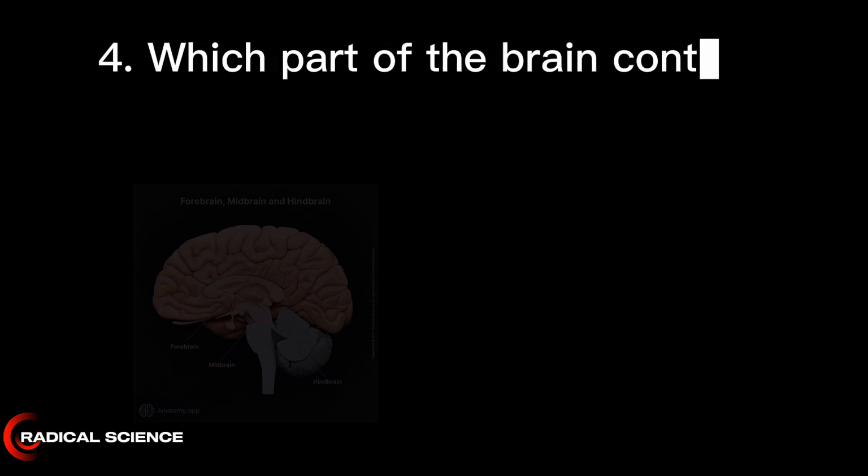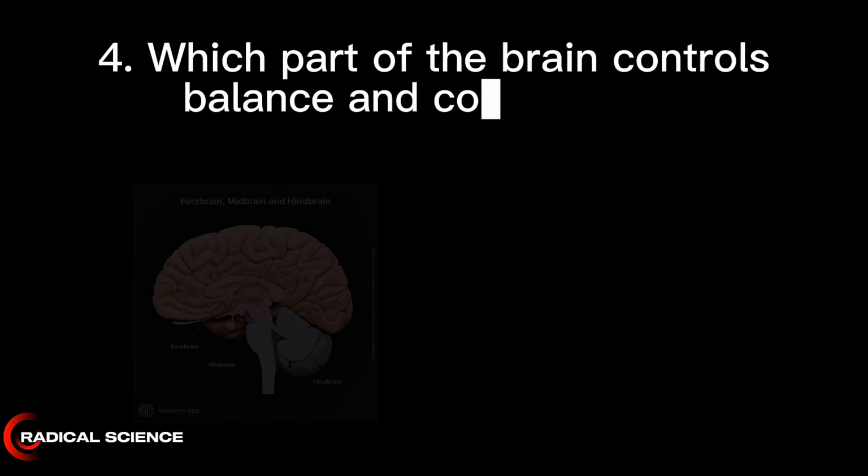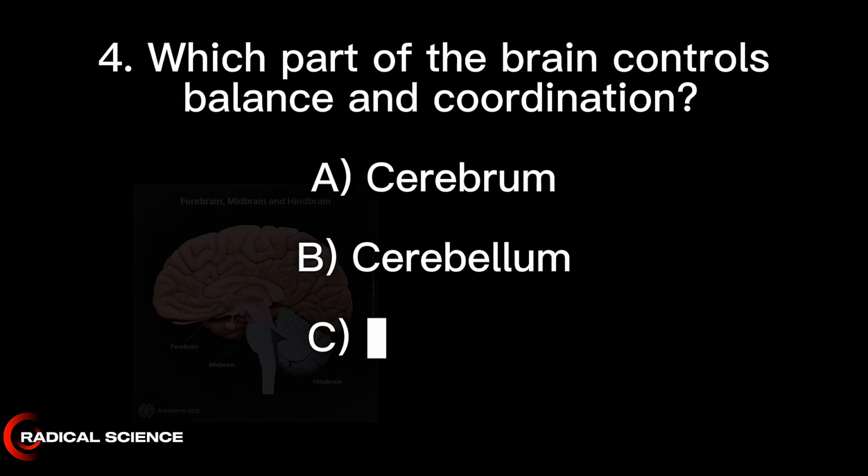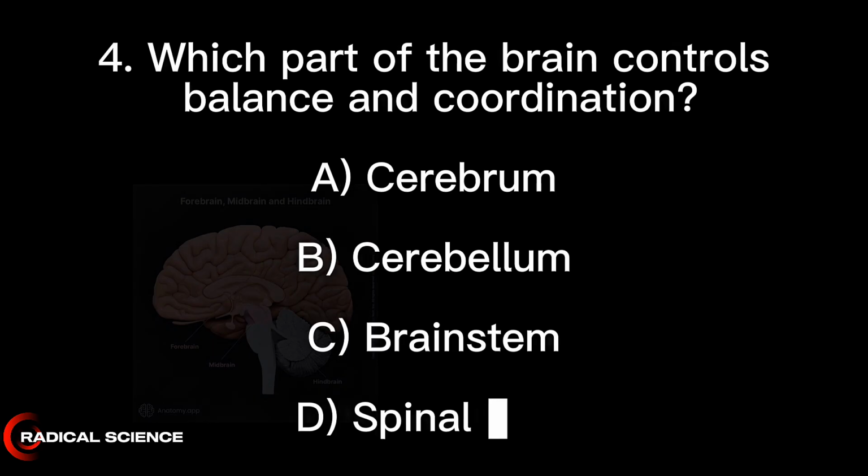Number 4. Which part of the brain controls balance and coordination? A. Cerebrum. B. Cerebellum. C. Brainstem. D. Spinal cord.